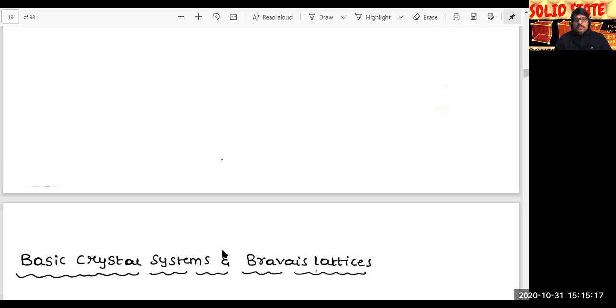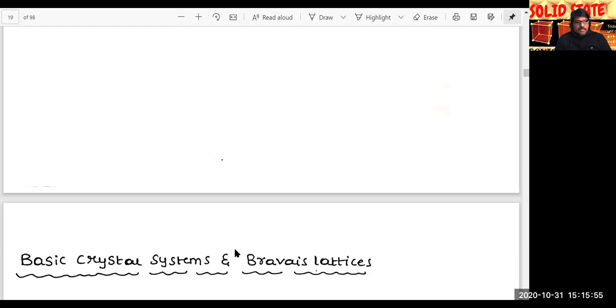Already in the last video, we discussed that there are 6 different parameters to describe unit cells. Their axial lengths and axial angles. Axial lengths are A, B, C. Axial angles are alpha, beta, and gamma. Now, based on the magnitudes of axial lengths and axial angles, all crystal systems are classified into 7 types. Those 7 crystal systems are said to be basic crystal systems.